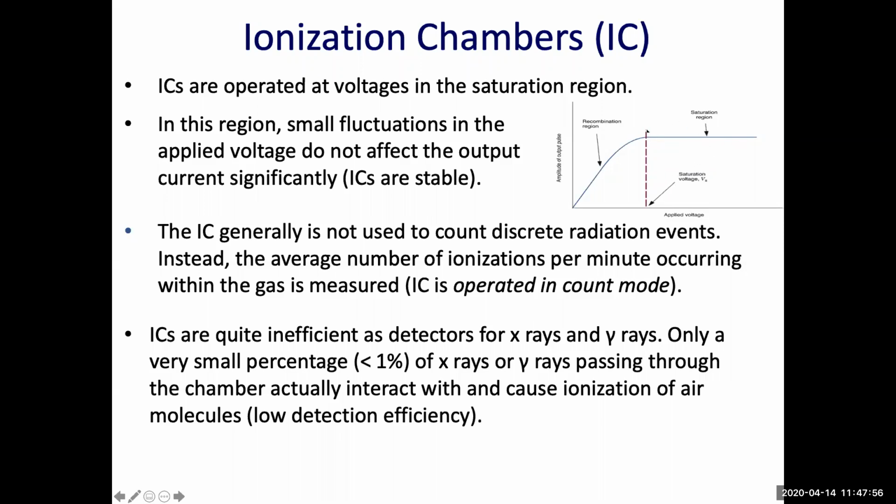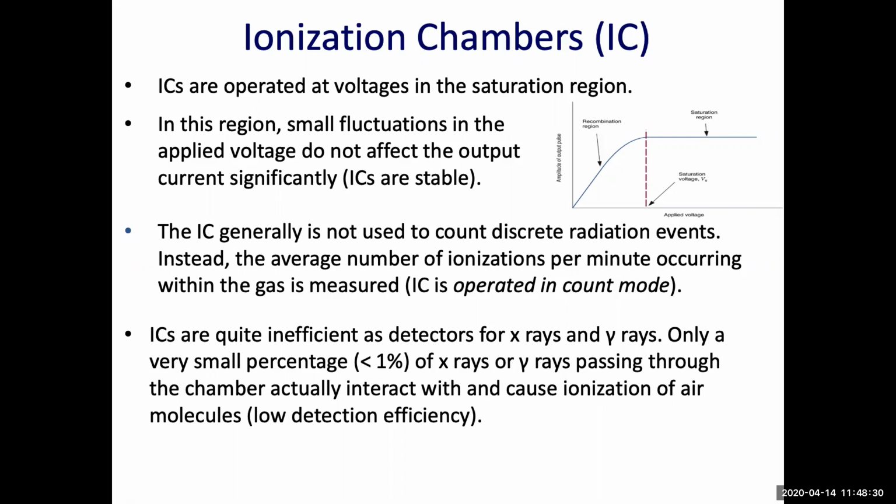The ionization chamber generally is not used to count discrete radiation events. Instead, the average number of ionizations per minute occurring within the gas is measured. That means the ionization chamber is operated in current mode, not in pulse mode. Because of the small amount of electrical charge or current involved, ionization chambers generally are not used to record or count individual radiation events. Instead, we measure the total current.